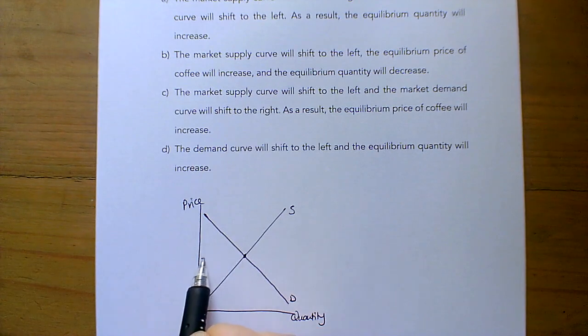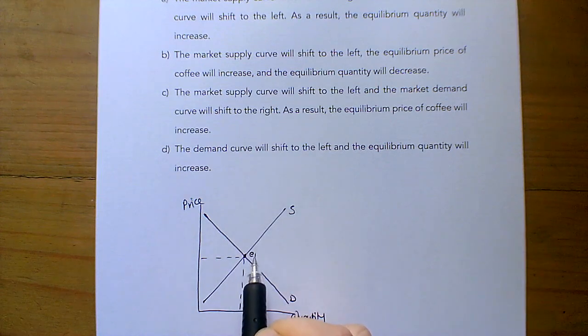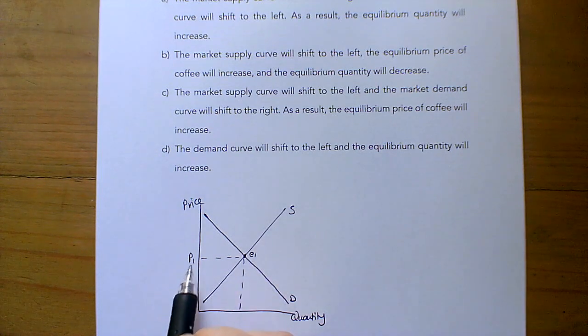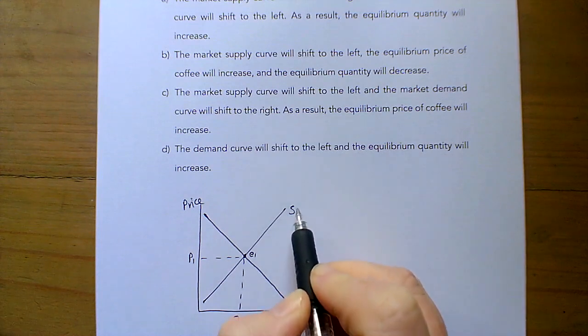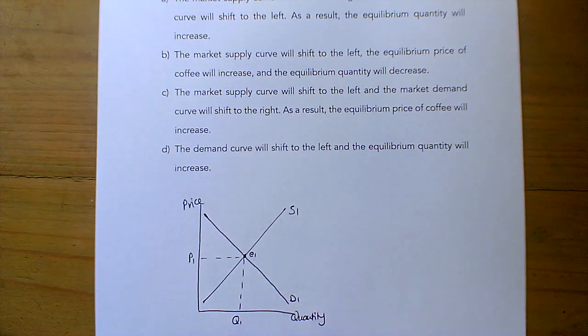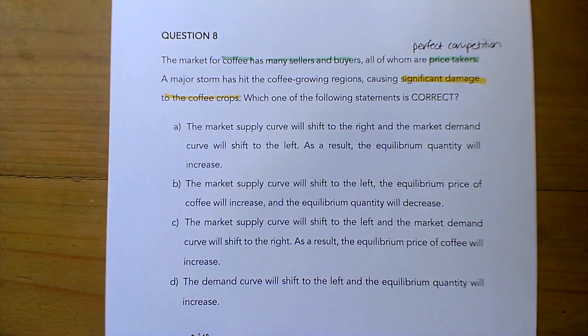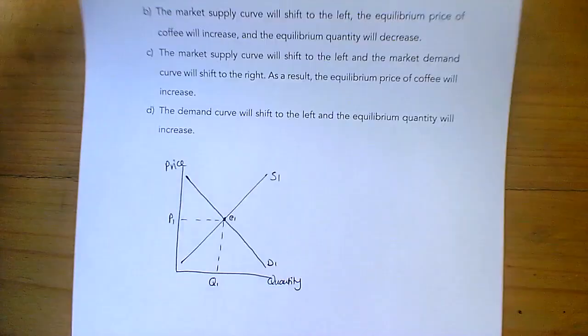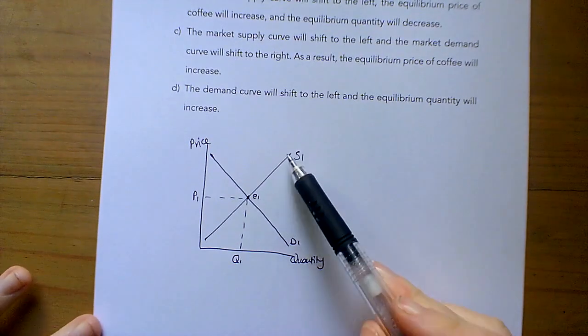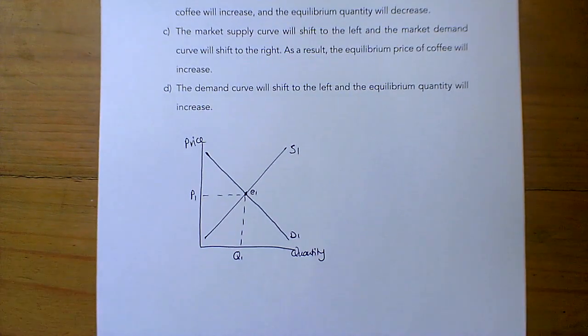The market would originally be in equilibrium where supply and demand intersect, so I'm going to call that E1. And so price 1 and Q1 are the original equilibrium market clearing price and quantity. We then have this damage to coffee crops. And so now we have to decide, is this going to change the supply or demand in this market?